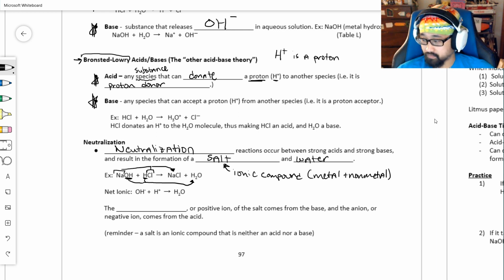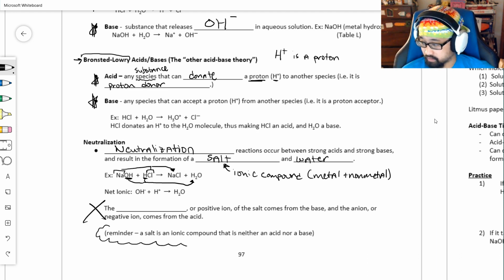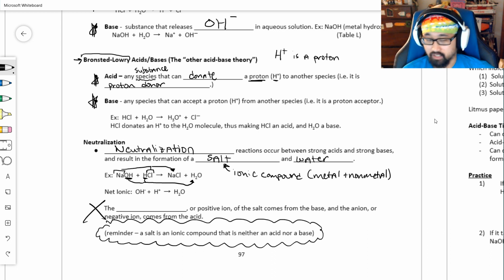All right. Now, I'm not super concerned about this bullet point here. However, I made this note just now, I wrote it in, but I'm drawing attention to it. The definition for a salt is it's an ionic compound, metal and a nonmetal. It's not an acid, it's not a base, it's neutral. That's why we call it a neutralization.